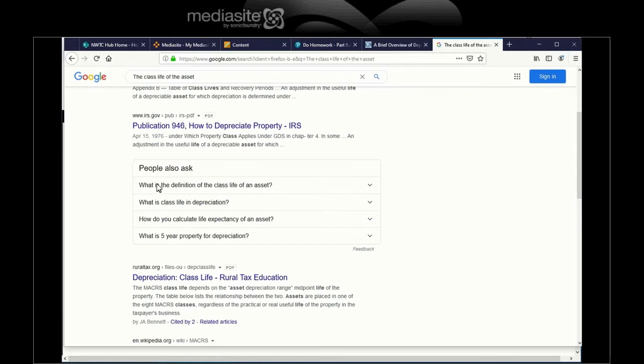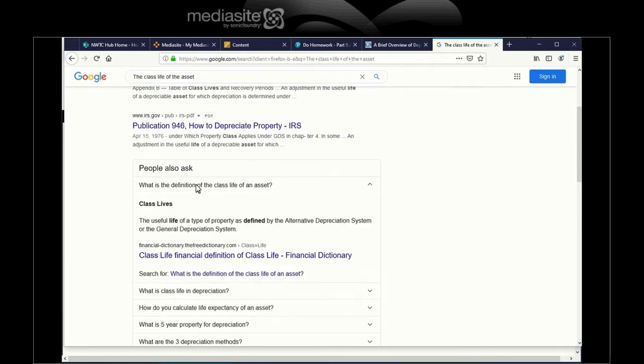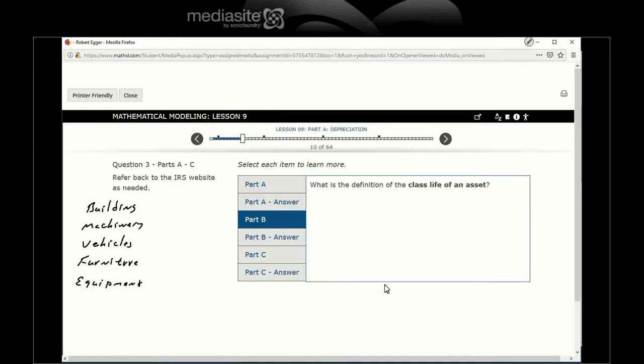And okay, what is the definition of class life of an asset? Let's take a look. Okay, it's the useful life of a type of property as defined by the alternative depreciation system, the general depreciation system. Okay, it's the useful life. In other words, how many years will you depreciate it over? Is what they're asking, is what they're saying. So class life, useful life.